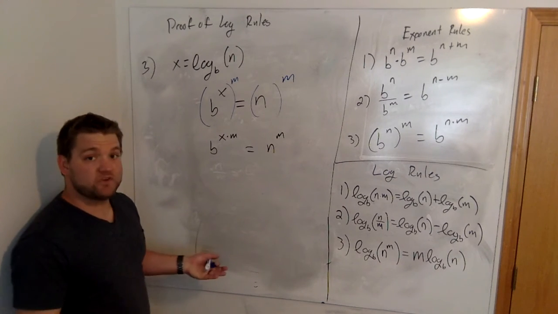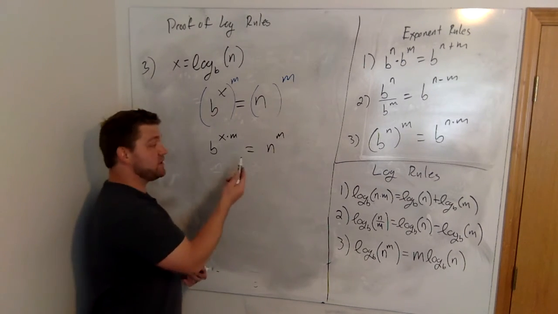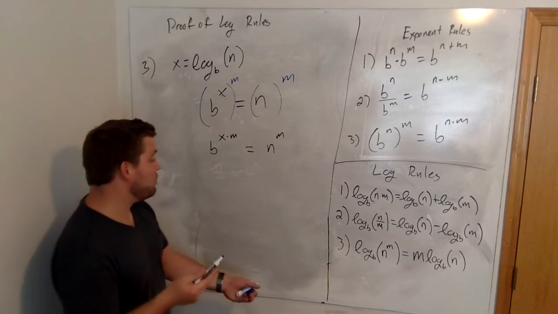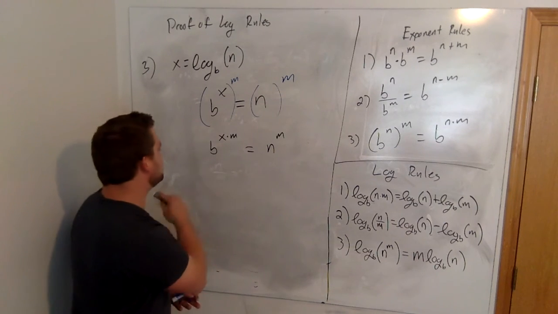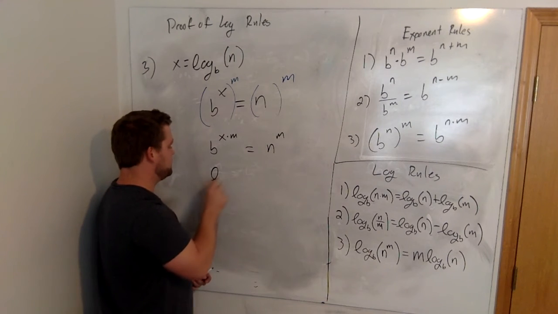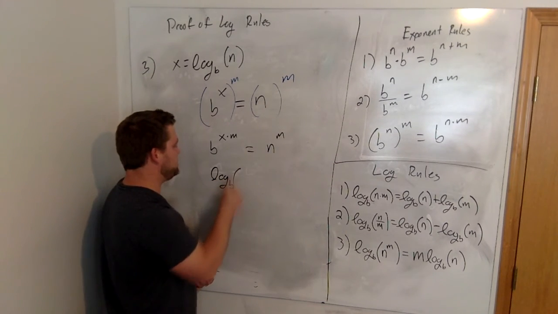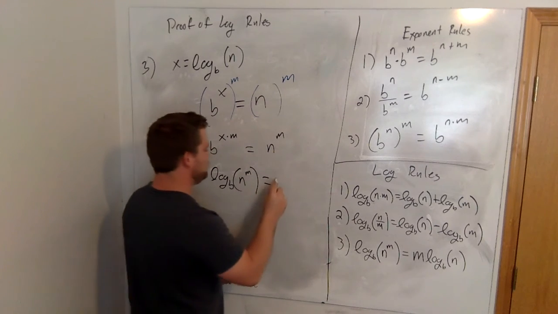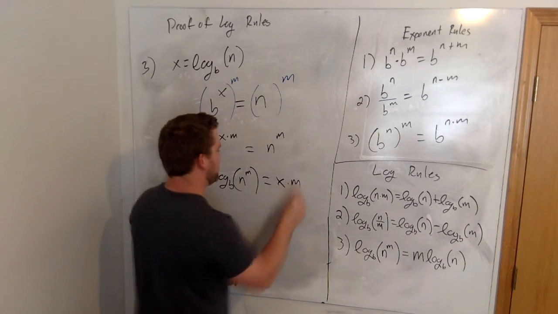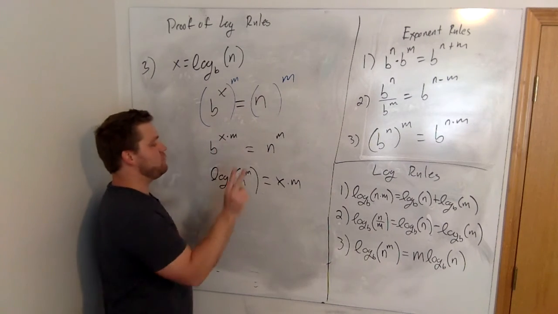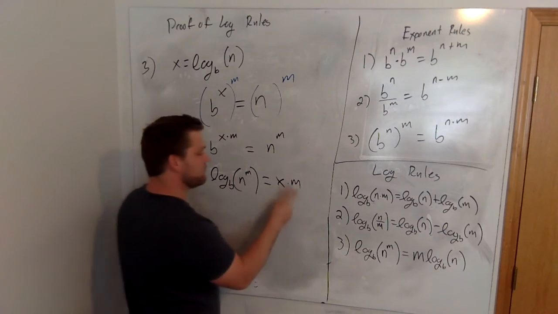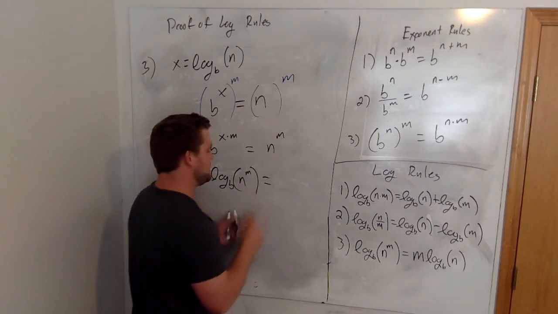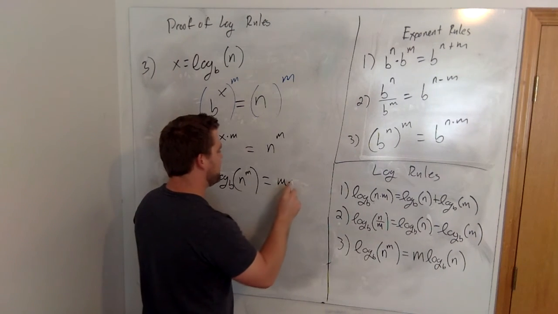Okay, what to do from here? Now we have something in exponential form. Let's switch it to logarithmic form. What does this say using logarithms? This says that log base b of n to the power of m is equivalent to x times m. But order of multiplication doesn't matter. I can flip-flop these. This is the same thing as m times x.